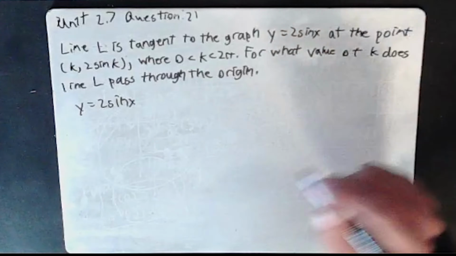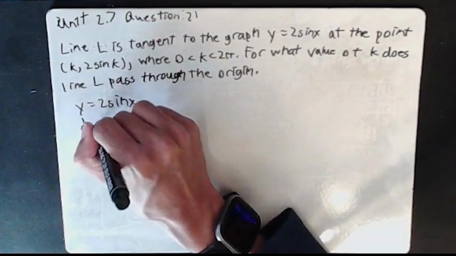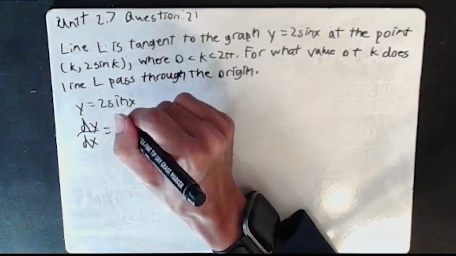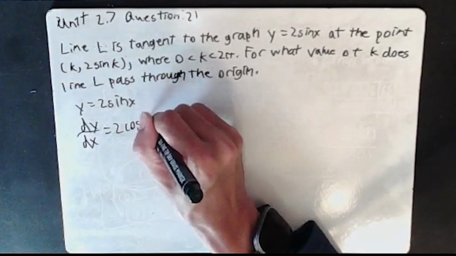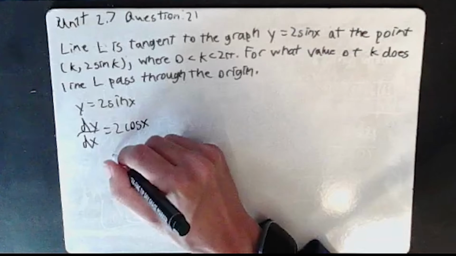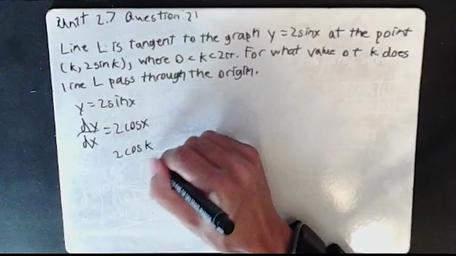So let's start with that information. Let's start by deriving this function, 2 sine x. So dy over dx is equal to, remember we can take the 2 out of the derivative and derive sine, which is cosine x. So we know that our derivative is cosine x. If we plug in k, we get 2 cosine k. So this is our derivative when x is equal to k.